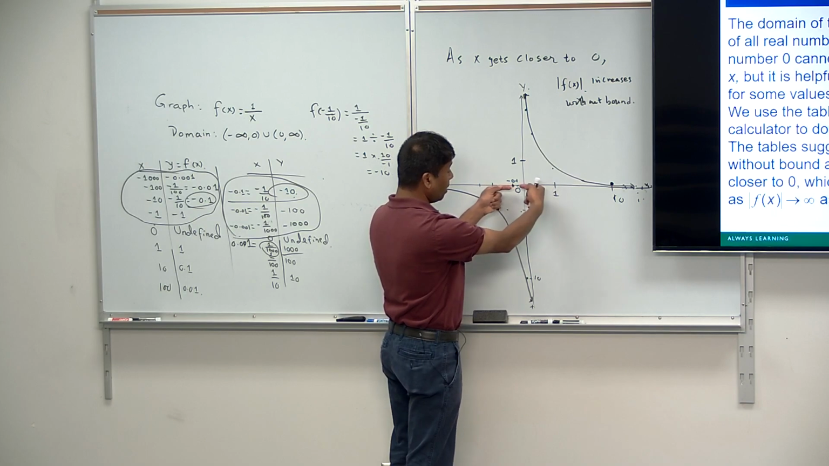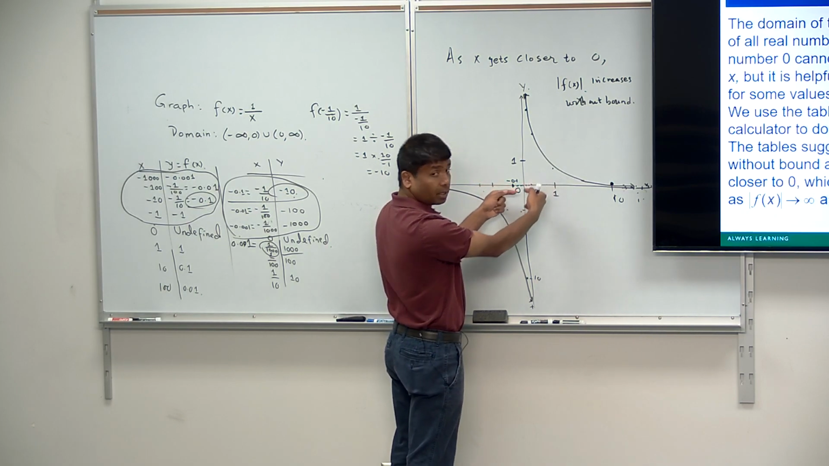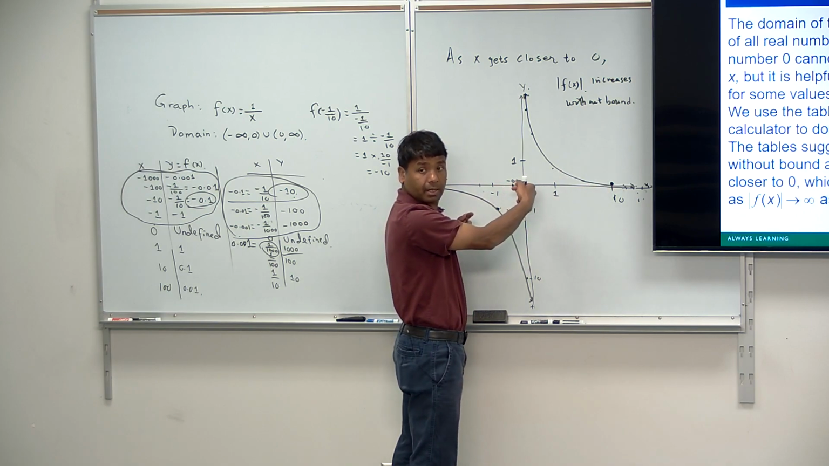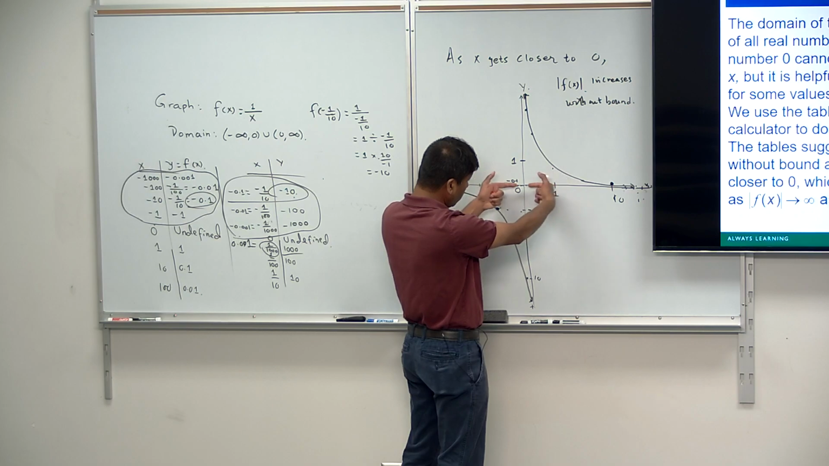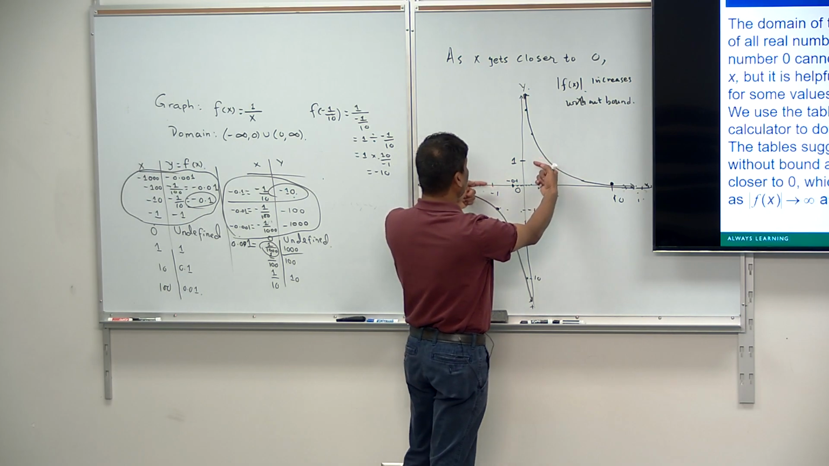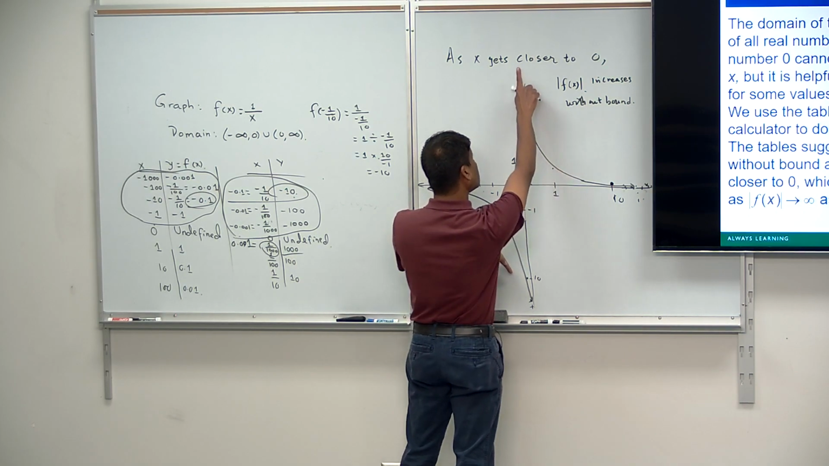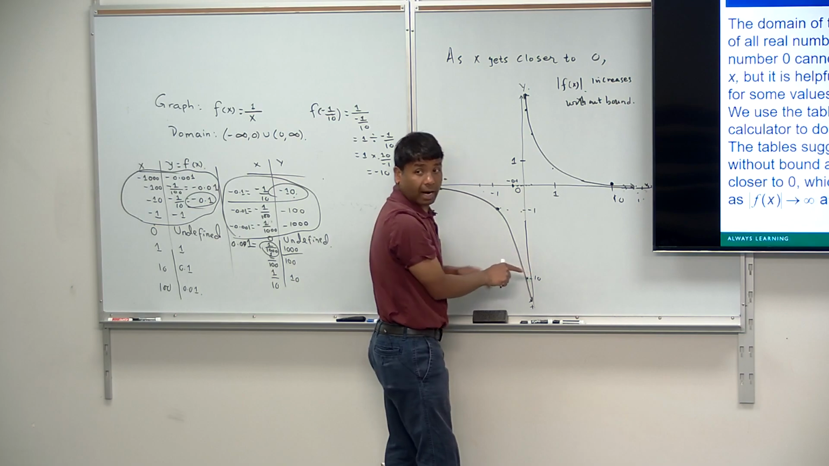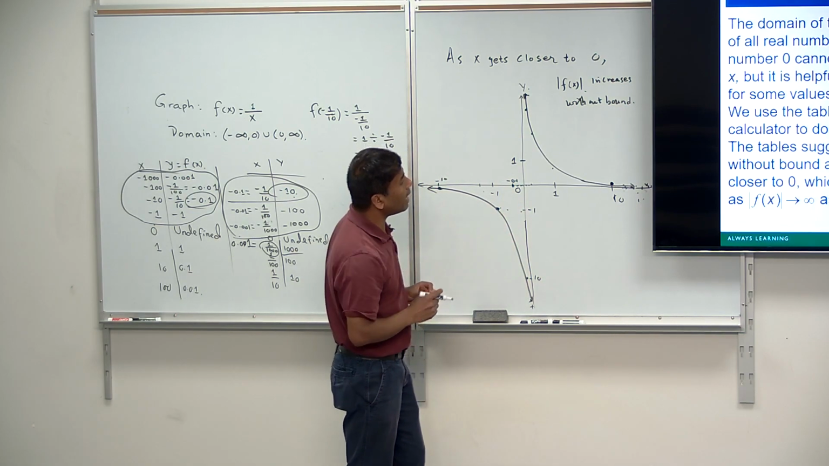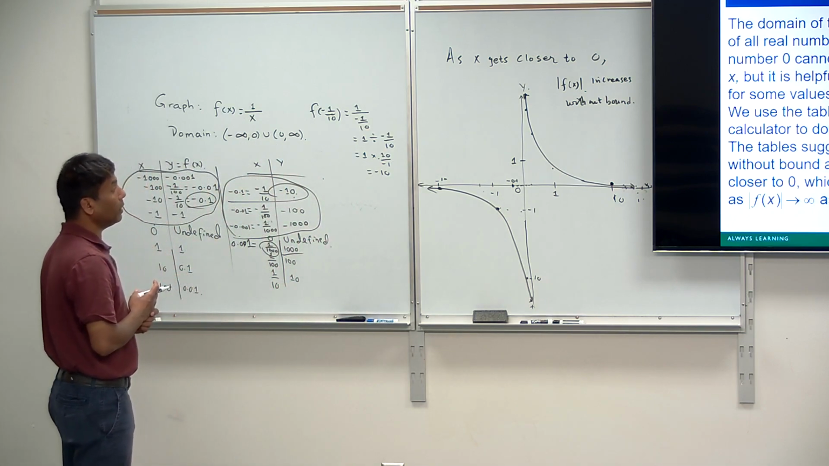As the value of x gets closer to 0, x can get closer to 0 in both directions. It can be from the left, it can be from the right also. You know that, right? So when x gets closer to 0, the value of f(x) increases without bound. You see the absolute value of f(x). That makes sense? The absolute value of f(x) increases without bound.